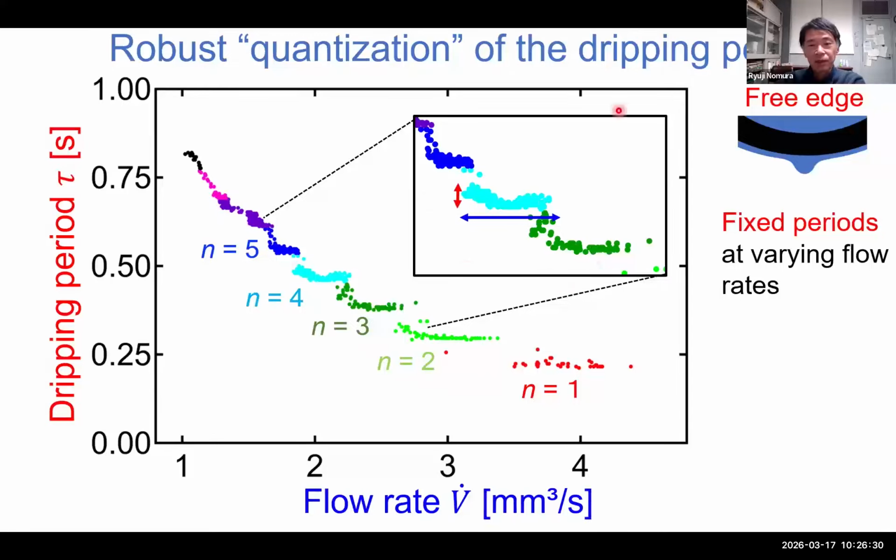Here is a zoom-up. As I said, we have a fixed value of the dripping period tau here, even if the flow rate d dot is changing in this range for the free edge case. So, a fixed period at varying flow rate. So we have a very robust discretization of the dripping period for this free edge case.